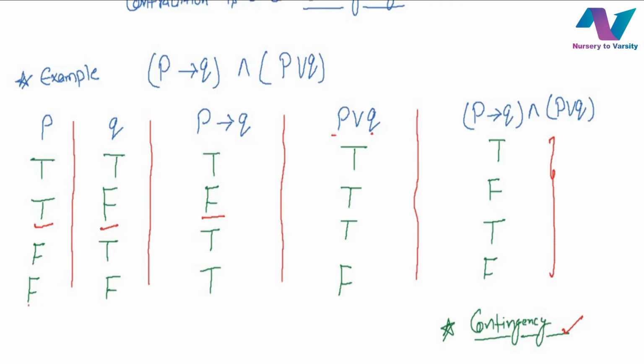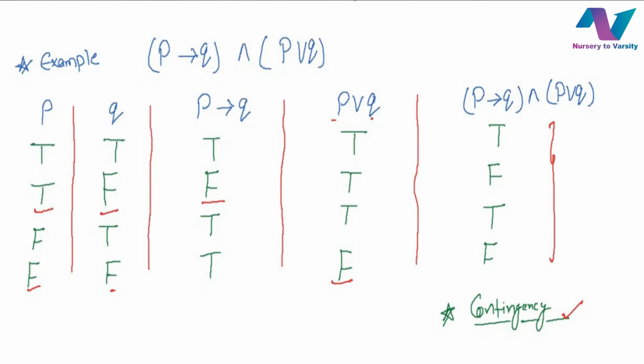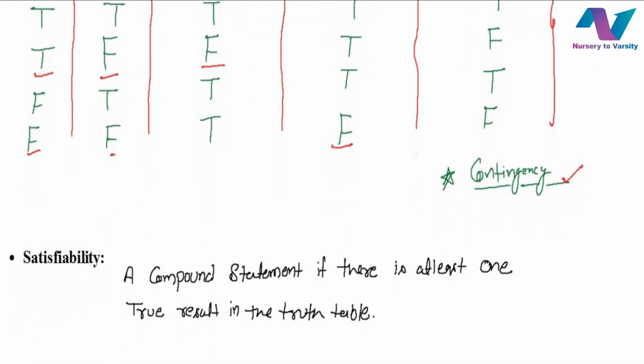If we are able to get both F, then that is the only condition where we get this false value, and applying the AND operation over here, we are able to get TF. And from the definition of contingency, we can say that if the last column contains both T and F values at least once, then we say the given proposition is a contingency form.